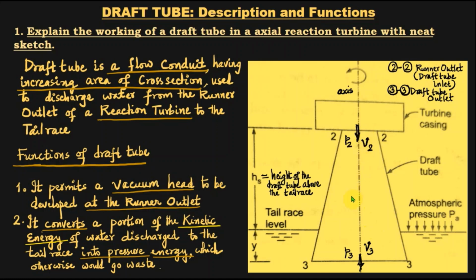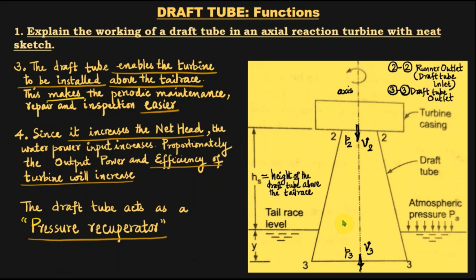The draft tube converts a portion of kinetic energy of water discharged to the tail race into pressure energy, or we can say useful pressure head, which otherwise would have been wasted. Then the draft tube enables the turbine to be installed above the tail race, which we explained already. This will make the periodic maintenance, repair and inspection easier.